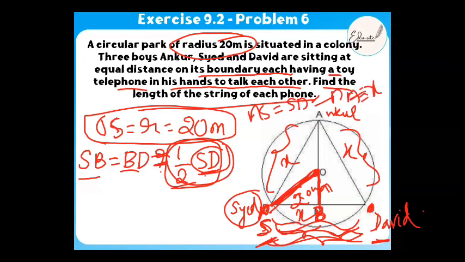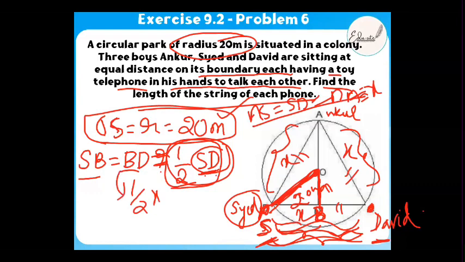Because we have told that the sides are the same. This is an equilateral triangle, so all is X. First we are going to consider that it is X, then the radius is 20 meter. We know this, and instead of SD, we can write half of X, right? So instead of SB, we can write half of X. Instead of BD, we can write half of X. And instead of SB, we can write half of X.